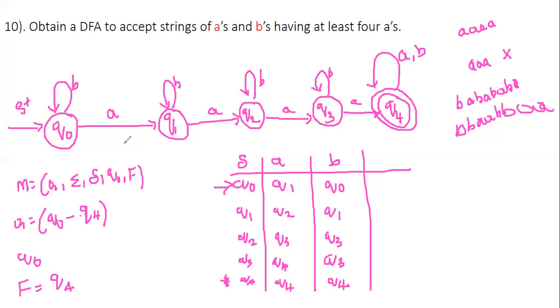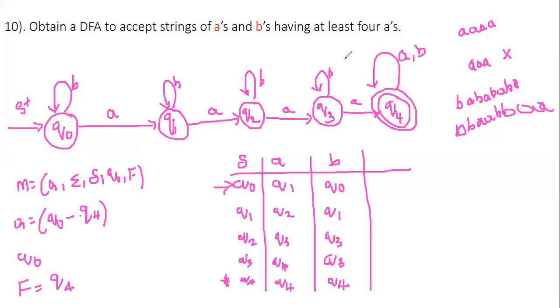Fine. Okay, students, there is one more variety of question for the same kind of skeleton representation of a DFA. If they change it, like: obtain a DFA to accept strings of A's and B's having not more than 3 A's. Here we are having at least 4 A's, right? Instead of that, having not more than 3 A's. If 3 A's are available, then it should be accepted. But if it is having more than 3 A's, like 4 and more, then it should be rejected.